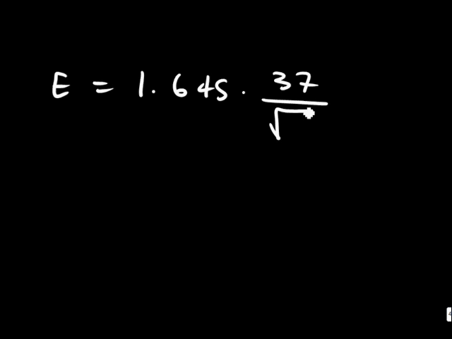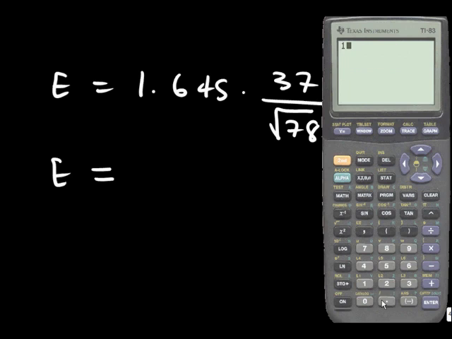So the error is going to be 1.645 times 37 divided by the square root of 78. Let's see what we get. We get an error of 6.892 if we approximate to the nearest thousandths.